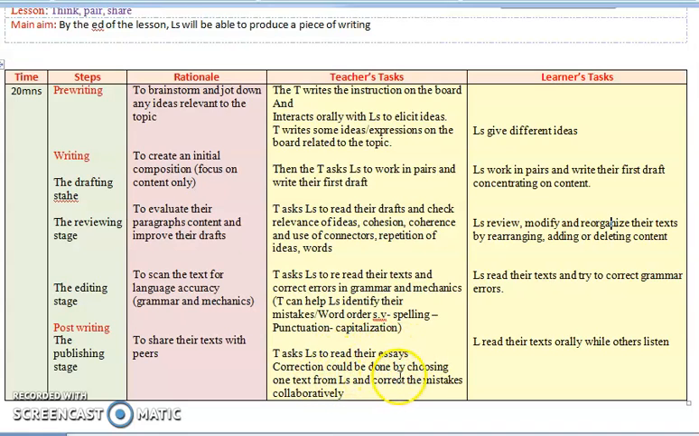The correction could be done by choosing one text from learners' writings and correcting the mistakes collaboratively, it means with his students. The students could read the text orally while others listen. This also is an option. Or correct collaboratively with the teacher. Here we can delete this.